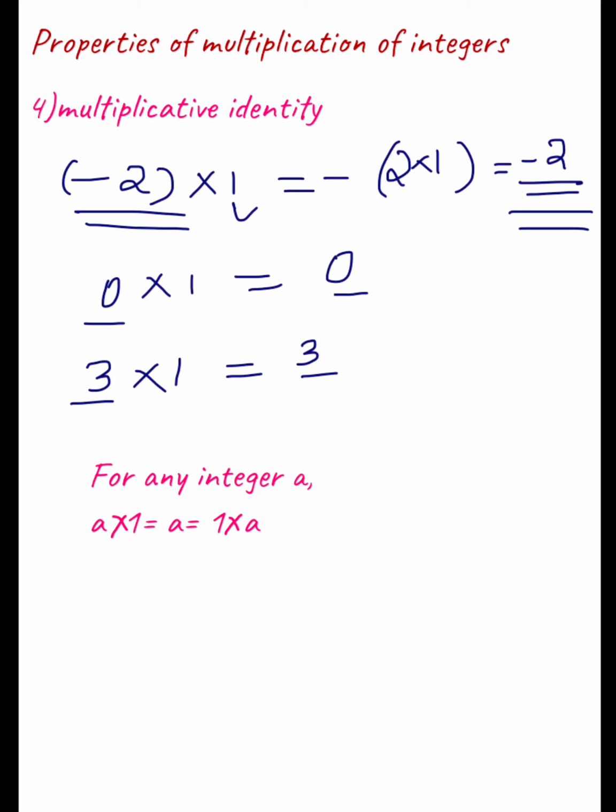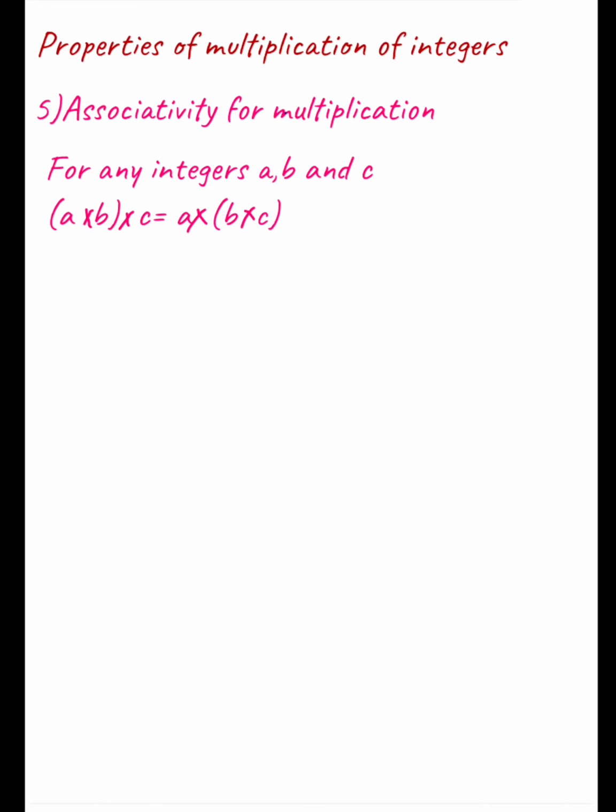Now let's see the fifth property, which is associativity for multiplication. Okay, the associative property that you already know, which is for any three integers A, B and C. What is the associative property? (A × B) × C equals A × (B × C). You will understand this after taking an example. Let's take minus 3, minus 2 and 5. This is A, this is B and this is C.